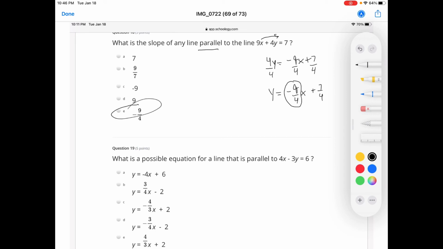Negative 9 over 4. What is a possible equation of line that's parallel? Let's get y by itself, make it positive. Move that. Positive 3y equals 4x minus 6. Divide everything by 3. This is the number I'm interested in. Exact same slope. Look for the exact same slope. Y equals positive 4/3 x. That's E on mine.